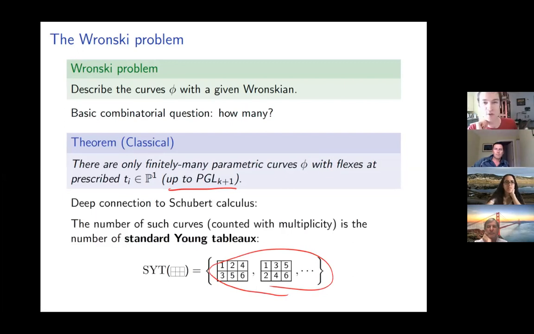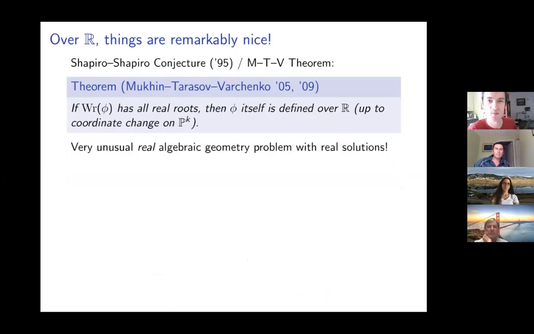But first, I think I can now tell you the statement of the Shapiro-Shapiro conjecture, which has to do with this real and complex number stuff. So what happens if you look at this problem over the real numbers? This is the Shapiro-Shapiro conjecture, which dates back to the 90s. It's actually a theorem now due to Mukhin, Tarasov, and Varchenko in 2005. And they proved a stronger form of it in 2009. So here's what it says. If the Wronskian has all real roots, so all the flexes are at real t values, then phi itself is defined over R. So that means up to changing coordinates, we can write down our curve using real polynomials.